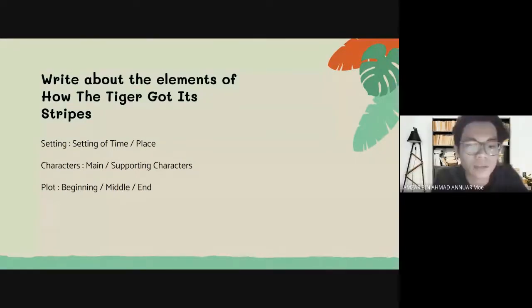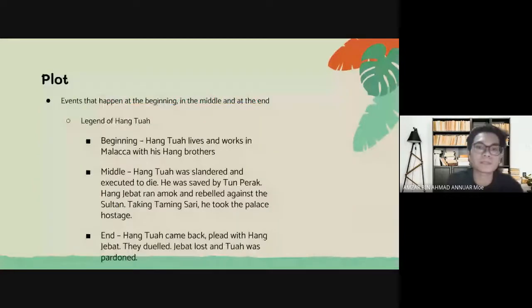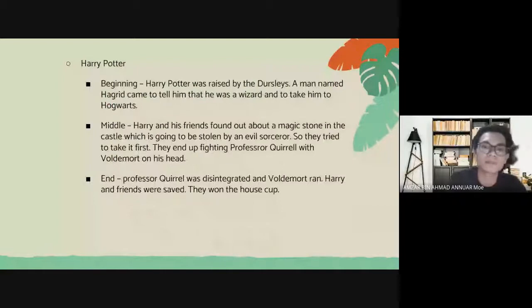Now you continue with this one. You copy this one first, and then you write about the elements of how the tiger got its stripes. You talk about the setting of time, setting of place. You talk about the main and supporting characters, and you write about the beginning, middle, and end. Cara nak tulis dia macam mana? Tulis bentuk macam ni saja. Okay, faham? Faham tak?